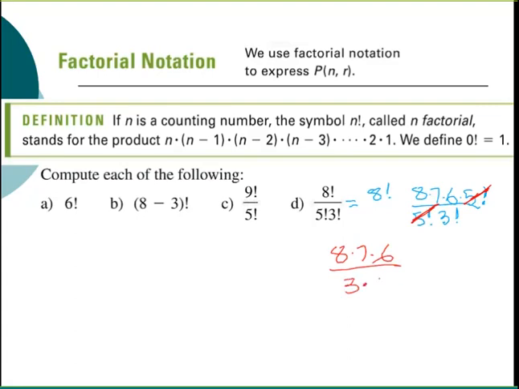I'm going to go ahead and write that out. 3 times 2 times 1. The reason why I write that out is because 6 is 3 times 2. These I can cancel, or just 3 factorial is 6. But now I'm only left with 8 times 7 over 1, which is just 8 times 7. And 8 times 7 is 56. And that's how we can simplify with factorials.